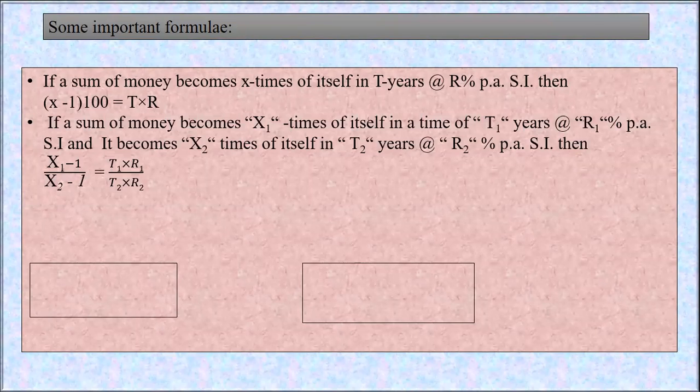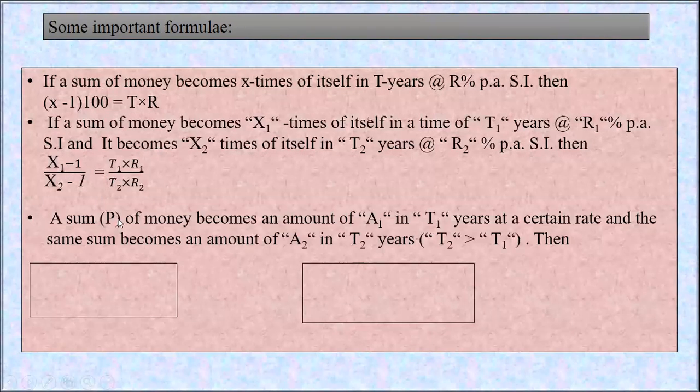In the same way, if a sum of money becomes x1 times of itself in t1 years at r1 percentage per annum, and it becomes x2 times in t2 years at r2 percentage per annum, we can directly relate it using this simple equation: (x1 minus 1) divided by (x2 minus 1) will be equal to t1 r1 by t2 r2.